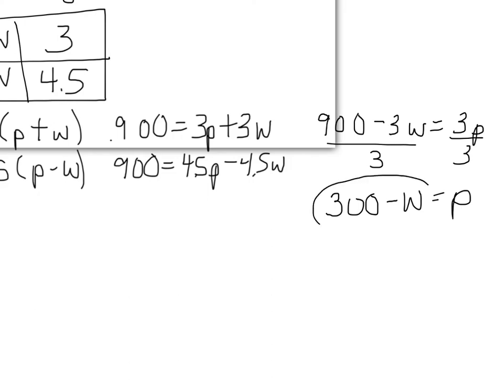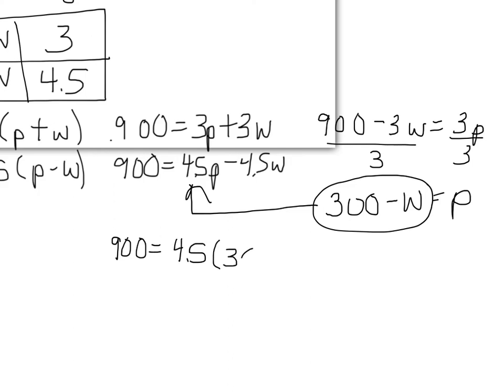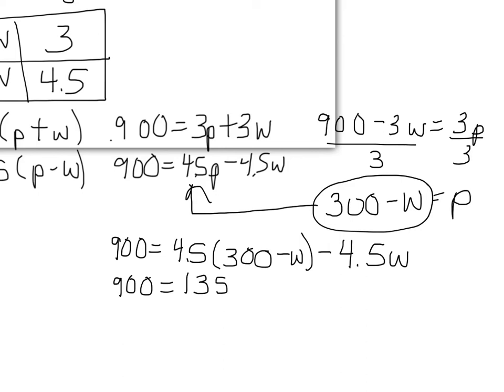So let's try that. 300 minus w equals p. We're going to substitute this into the other equation in place of p. So 900 equals 4.5 times 300 minus w, minus 4.5w. 900 equals 4.5 times 300, 1350, minus 4.5w minus 4.5w.